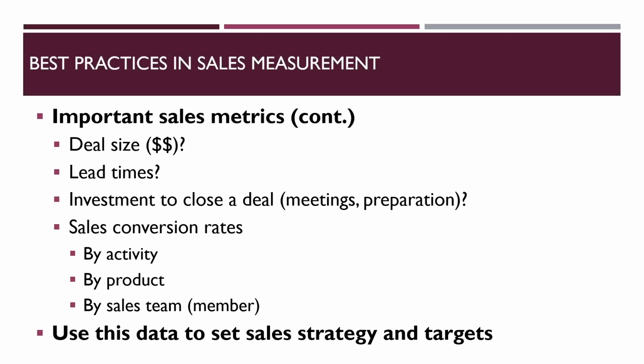Now, what do you do with all this data? Well, as we said before, you analyze it, and then you set the strategy for your sales organization. Where should you be focused? Which products? Which sales team members are likely to perform? What deal sizes are interesting to you? And how do you shorten those lead times? And you can express that in a set of targets, which will help your sales organization to remain focused. And you can also incentivize them to hit those targets.